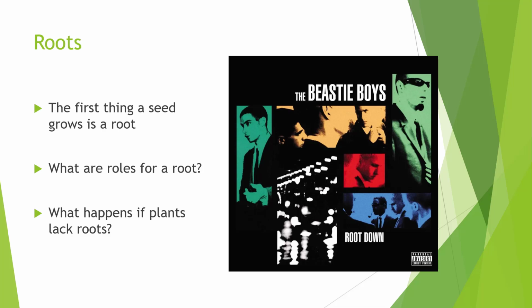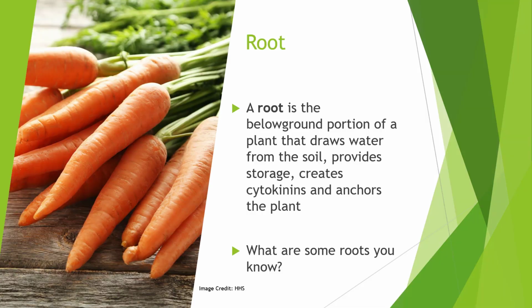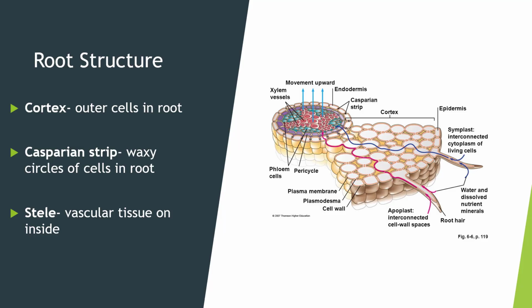Of course, most importantly, and remember this one, roots take up water. So that's one of our most important things. Yes, nutrients, but a lot of it's going to be water and the nutrients that are dissolved in it. So the root is a below ground portion of a plant that draws water from the soil, provides storage, as you can see in these carrots, creates cytokinins. We're going to look at some hormones later, and the cytokinins are created by the roots. The auxin is going to be created by the shoot tip later. It is also going to anchor the plant. So take some time to think about what roots that you know. So you got carrots right here. Think of some other roots. We're going to list them in class.